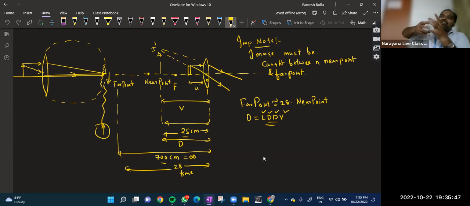I mean, not with the hands. For them, it is the age factor, na? So the response will be somewhat delayed. They will take more time to bring your image in between their near point and farthest point. The response is slow, I understand. Sometimes they might not recognize you also. Are you understanding?